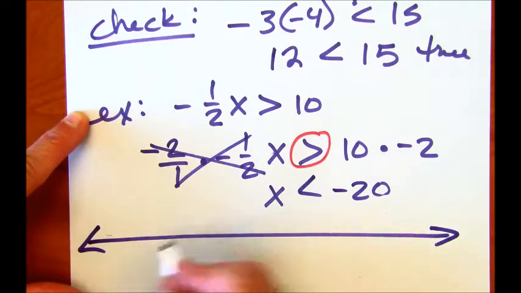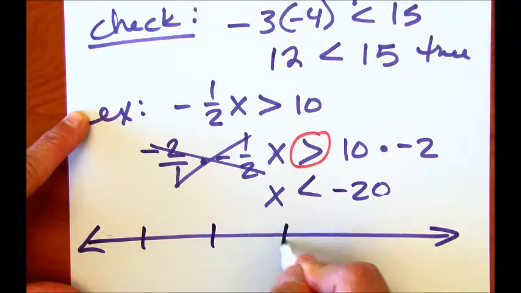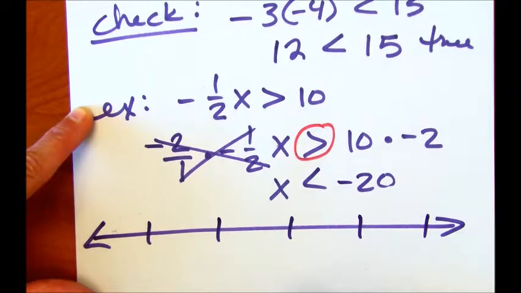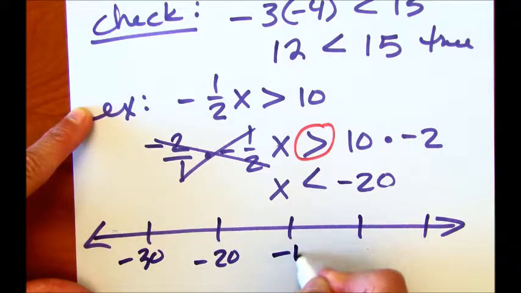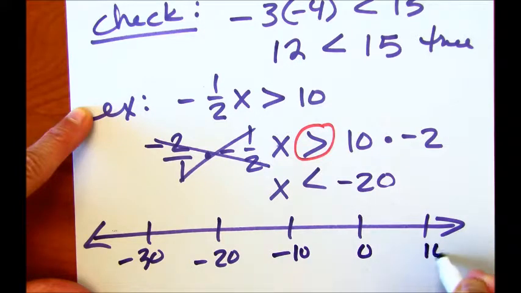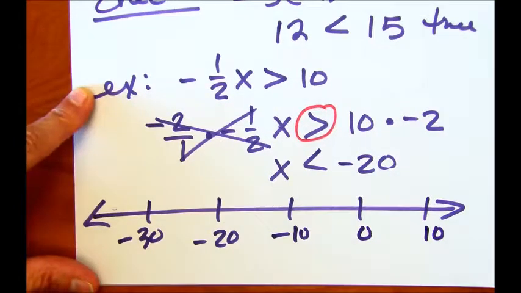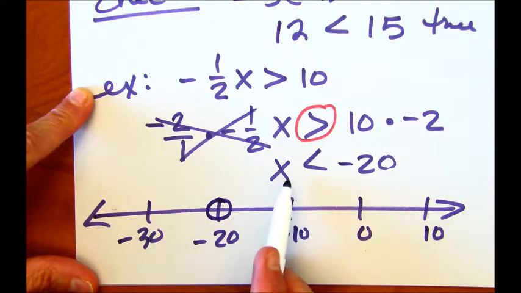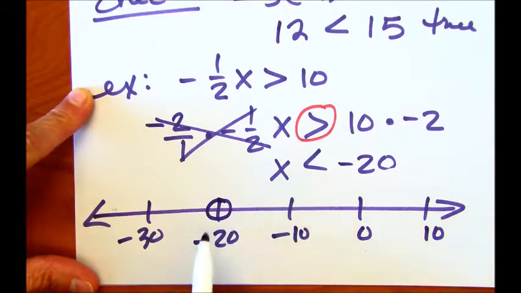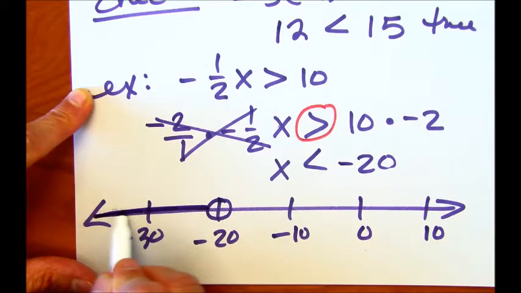Let's see, I'm just going to put down a few numbers here. Let's say this is negative 20, and I'll count by tens: negative 30, negative 10, 0, and positive 10. So I want to first identify negative 20. This is less than, so it's an open circle, and all the solutions are going to be less than that number. So I'm going to the left on the number line.